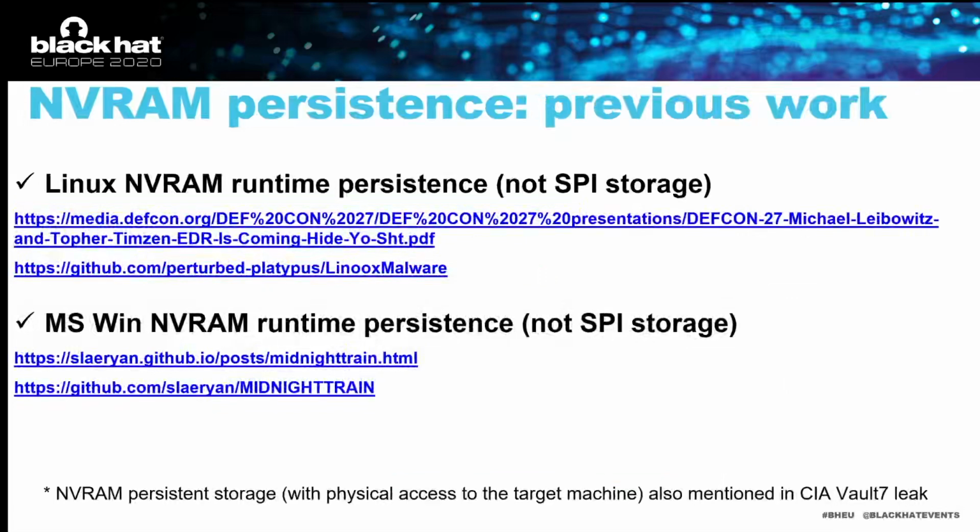Also, I want to shout out to the researchers who did research on making NVRAM runtime persistence, not in SPI storage, but persistent enough for hiding from modern EDR solutions and endpoints. Pay attention to these links, it's quite cool research. NVRAM persistent storage with physical access to the target machine was also mentioned in the CIA Vault 7 leaks before, which means this vector has been known for years and already abused.